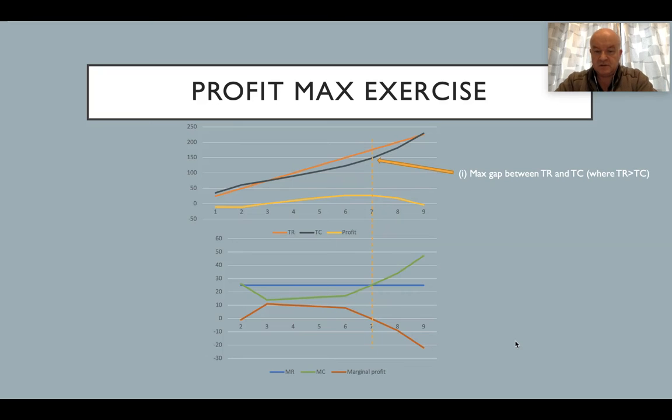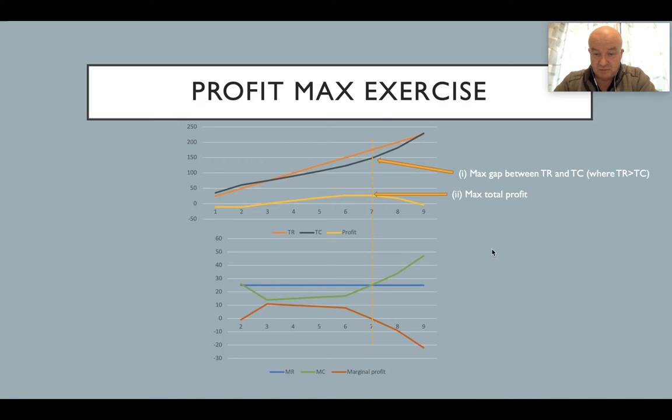One is that there is the maximum gap on the total revenue and total cost curve, where effectively we have the biggest difference between total revenue and total cost at that point there. So it's a maximum gap between total revenue and total cost. That means that our total revenue is greater than our total cost at that point, and that's the biggest gap between the two. So that would be our point of profit maximization in terms of revenue.